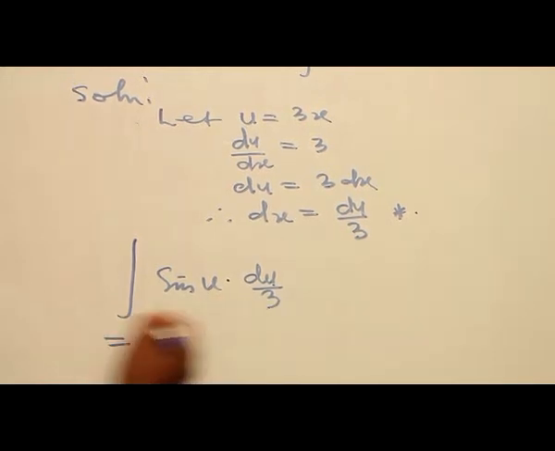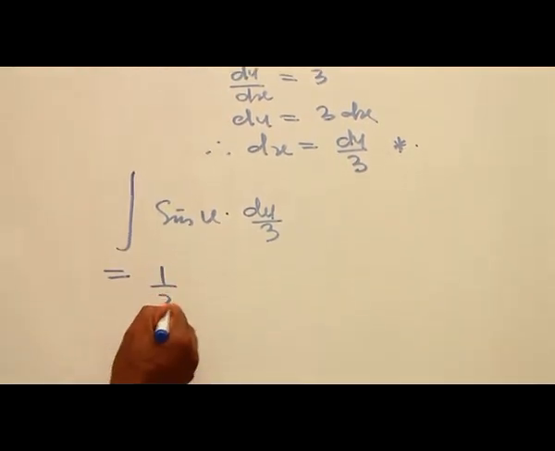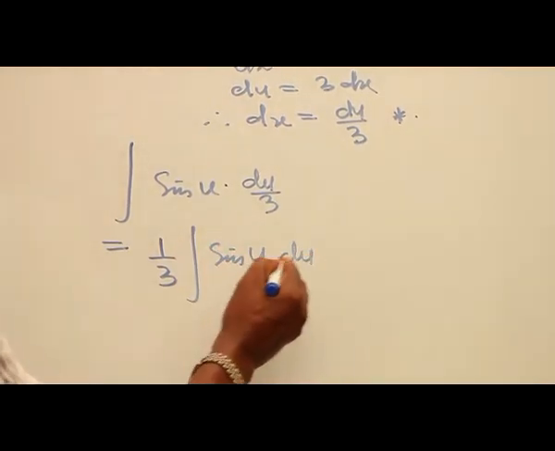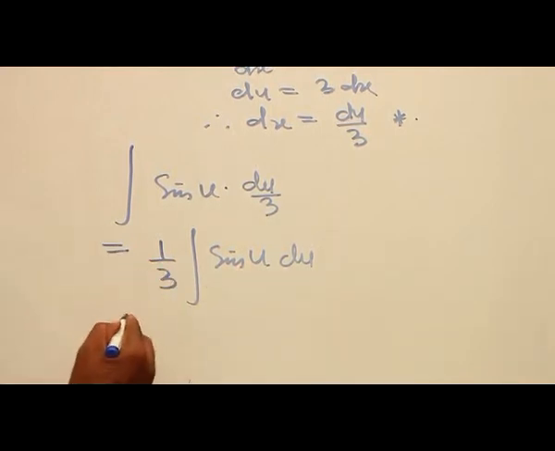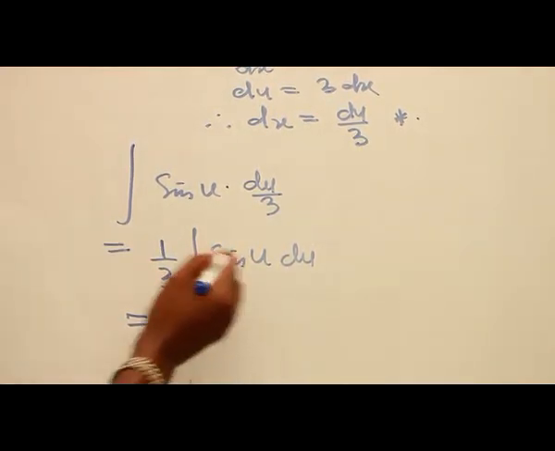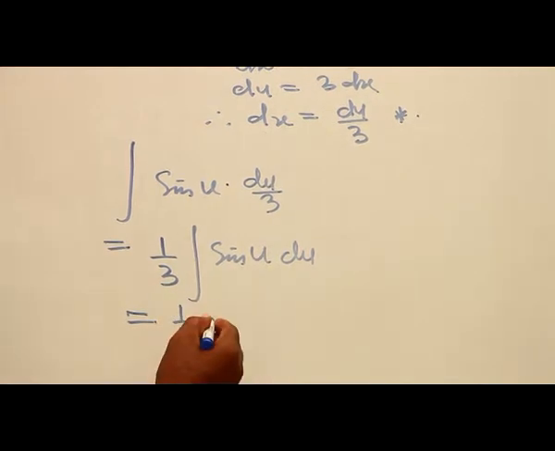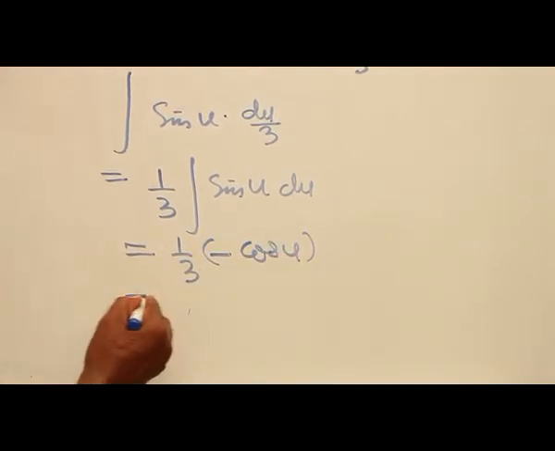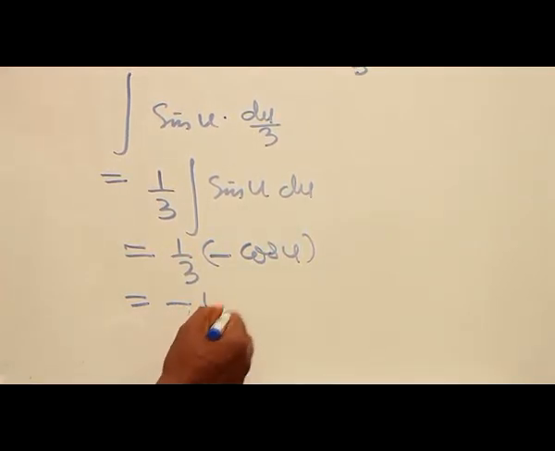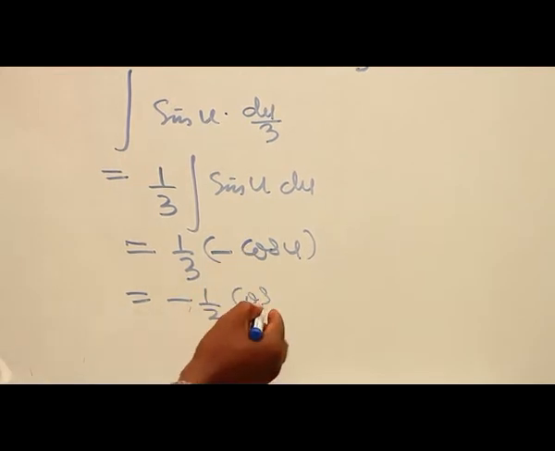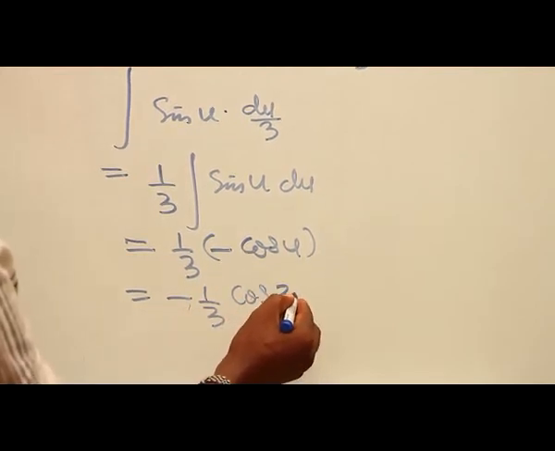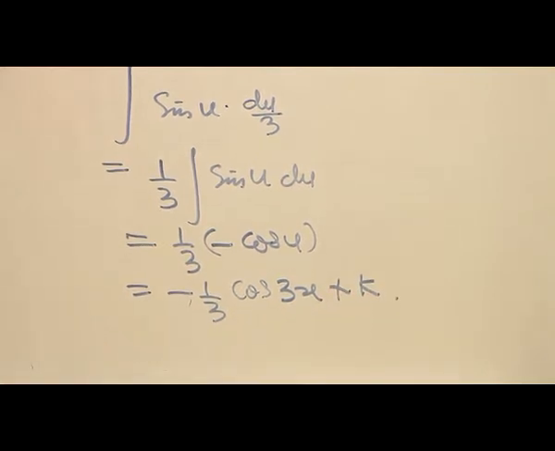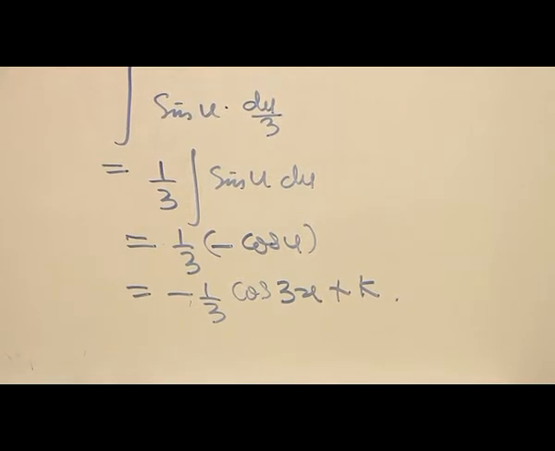Then of course this 3 can be brought out as 1 over 3, the integration of sin u with respect to u. And what does this give you? 1 over 3. What do you differentiate to get sin u? You differentiate minus cos u. And this will be equal to minus 1 over 3 cos u. What is our u? Our u is 3s. And then plus the constant of integration. You will have integrated sin 3s ds.